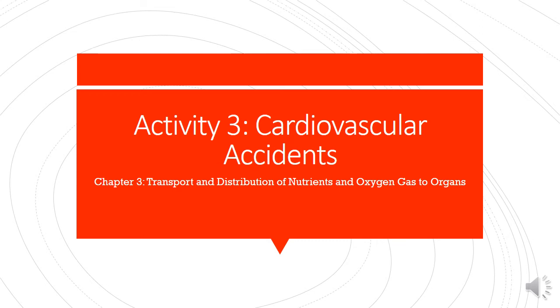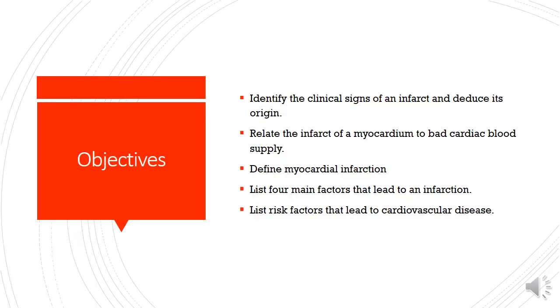Sajjad. Today we will continue our lesson about chapter 3, transport and distribution of nutrients and oxygen gas to organs. So this is activity 3, cardiovascular accidents. In this video, we will identify the clinical signs of an infarct and deduce its origin, relate the infarct of a myocardium to bad cardiac blood supply, define myocardial infarction, list 4 main factors that lead to an infarction, and finally, list risk factors that lead to cardiovascular disease.